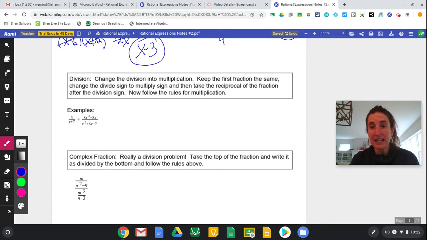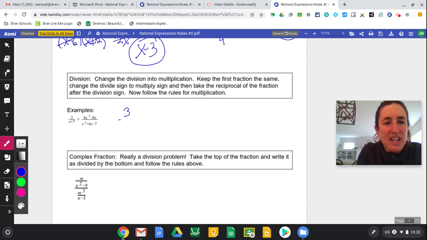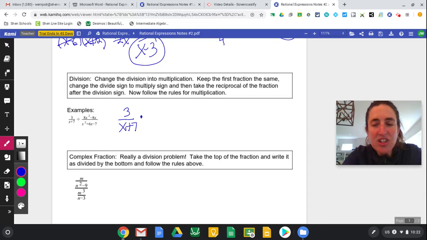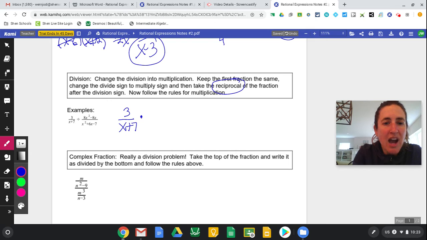Okay, now don't panic. Divide is simply a multiplication by the reciprocal problem. Do you remember keep, change, change? I love that. So over x plus 7, I change the divide sign to a multiply, and I'm going to take the reciprocal of the fraction that's after the divide sign. So now that becomes x squared plus 6x minus 7 on top, and 8x squared minus 8x on the bottom.